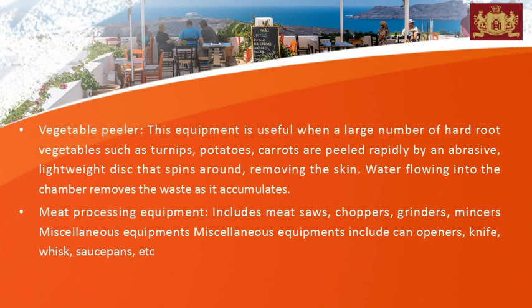Meat processing equipment includes meat saws, choppers, grinders, mincers. Miscellaneous equipments include can openers, knife, whisk, saucepans, etc.